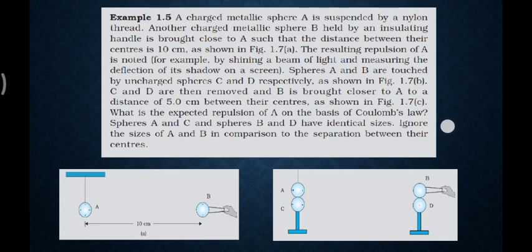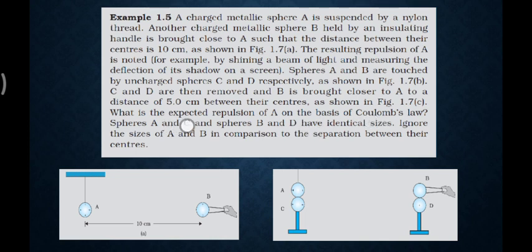The resultant repulsion of A is noted because both are positively charged, and we know similar charges always repel. You have to find the repulsion force between them by shining a beam of light and measuring the deflection of the shadows. Now the spheres A and B are touched. Then A and B are touched with uncharged spheres C and D, as you can see in the diagram, and then C and D are removed.